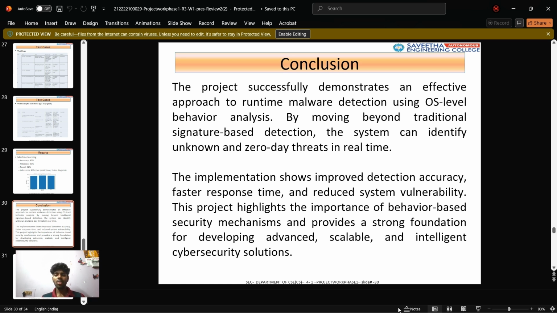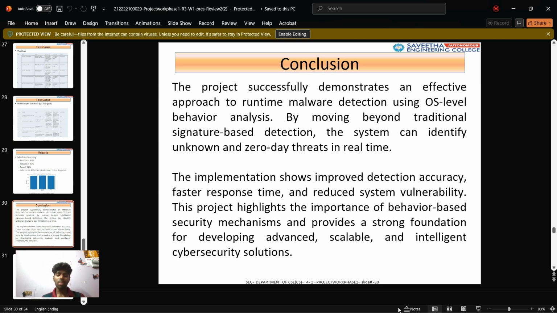The conclusion of this project is that the project successfully demonstrates an effective approach to runtime malware detection using OS level behavior analysis. By moving beyond traditional signature based detection, the system can identify unknown and zero day threats in real time. The implementation shows improved detection accuracy, faster response time, and reduced system vulnerability.